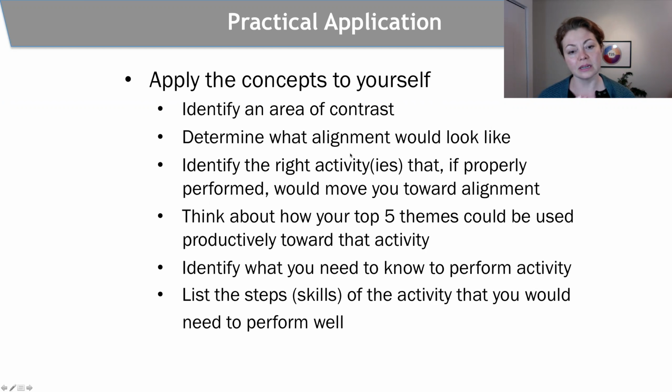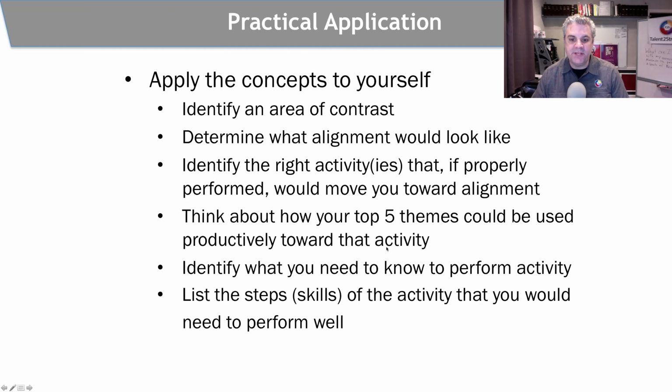Then that's where you start identifying the right activities, going back to what we talked about a moment ago, that if properly performed would move you toward alignment. You're going to think about how your top 5 themes could contribute productively toward that activity, and that's a key word because they can contribute unproductively too. We'll cover how to make that identification. Real quick on that, sometimes you can improve your performance just by eliminating counterproductive interference from your themes. Your themes could get in the way, and just by eliminating that, you might improve your performance in that activity.